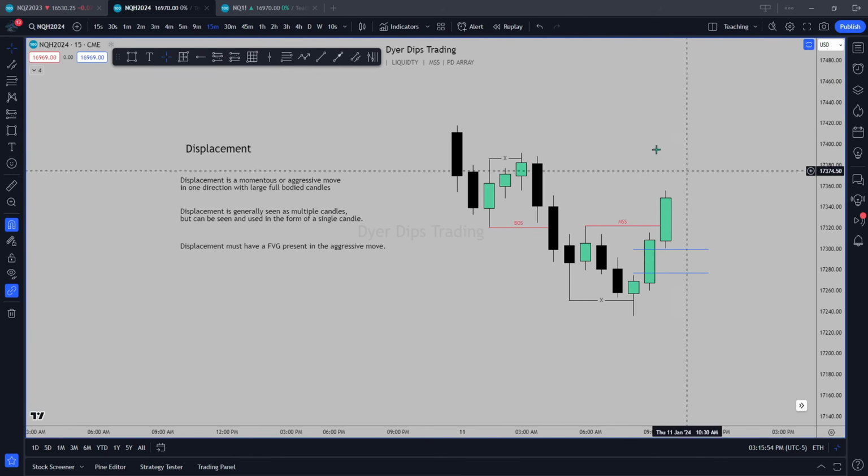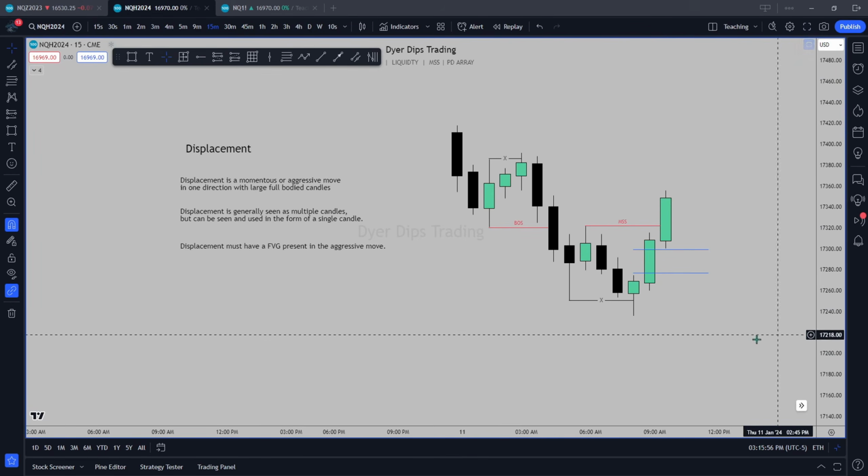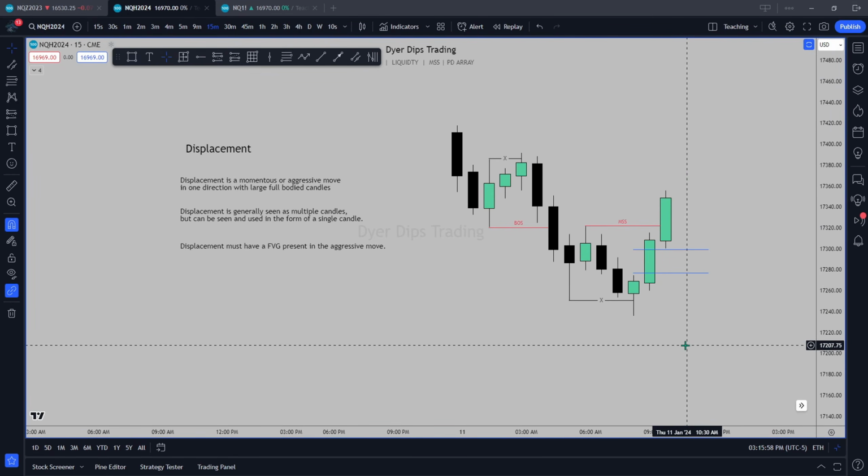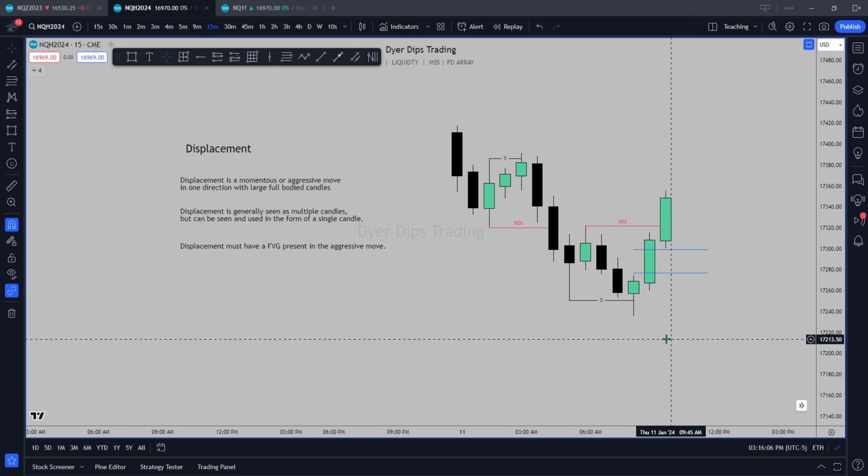So now that this is more clear, let's hop into the charts and take a look at some real-time examples, and then we'll get into how you can actually use this to build a very basic daily bias, because there is liquidity on daily highs and daily lows. So let's get right into that.